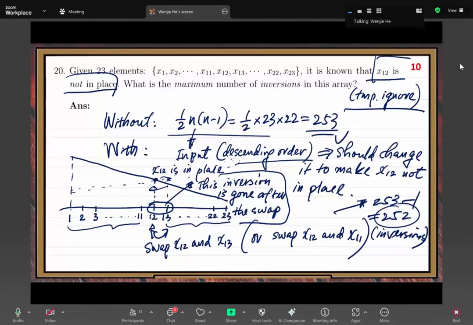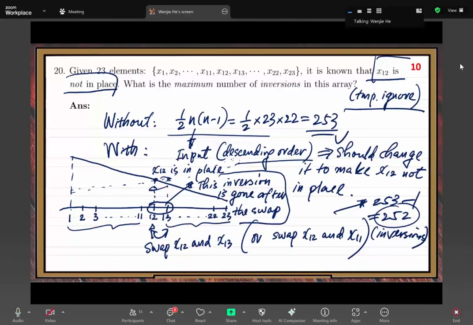Yeah, number 20. If you swap 12 and 13, wouldn't that mean that 13 is also inverted? So wouldn't that be like 253 minus 2, 1 for 12 and 1 for 13? No, actually the change only occurs in one inversion.